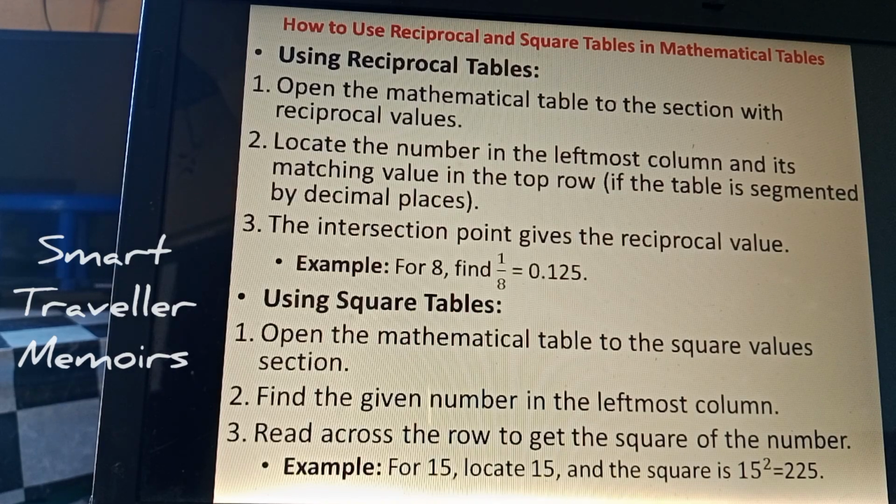Using square tables, open the mathematical table to the square value section. Find the given number in the leftmost column. Read across the row to get the square of the number. Example, 15: locate 15, and 15 squared is equal to 225.